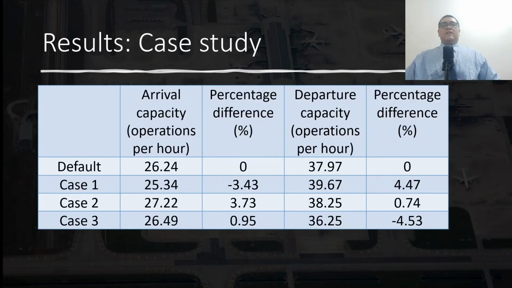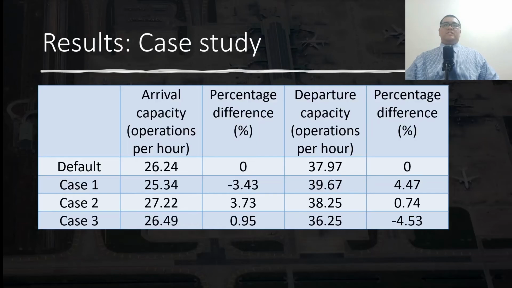Now for the case study, it is found that when we adjust the aircraft composition by 5 or 10%, it results in a percentage difference of the arrival and departure capacity of less than 5%, which is a difference of around 3 operations per hour for arrival and departure capacities.